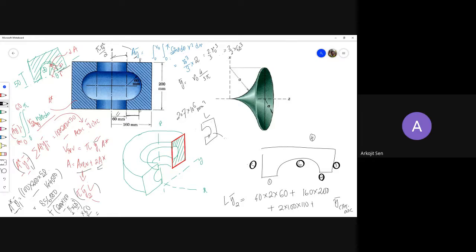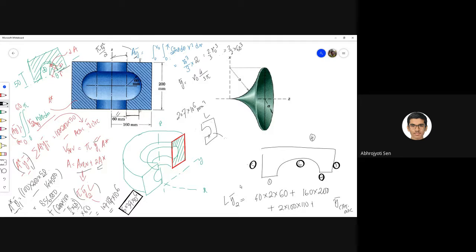Sir, I am getting 1.71688 into 10 to the power 6. Yes. And if you multiply pi with that, it is coming approximately 5.391 into 10 to the power 6. Okay, so the original answer, right? Yes, sir, I am also getting that, sir. I did a mistake, sir.